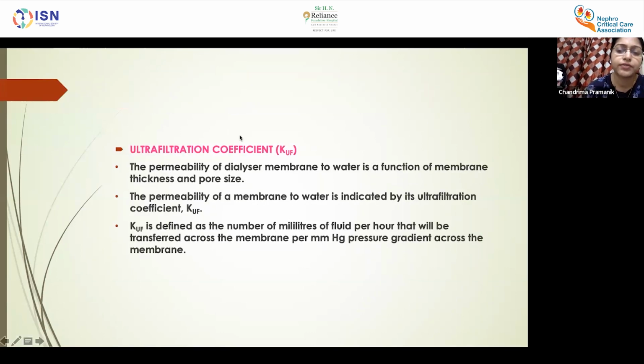Second is the ultrafiltration coefficient, which refers to the permeability of the dialyzer membrane to water. It depends on the membrane thickness and pore size also. The ultrafiltration coefficient is usually defined as the number of milliliters of fluid per hour that will be transferred across the membrane per millimeter of mercury pressure gradient of the membrane.